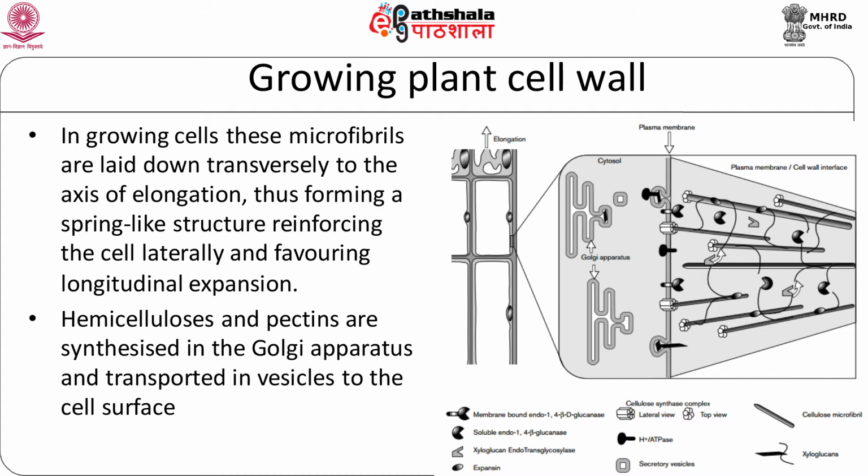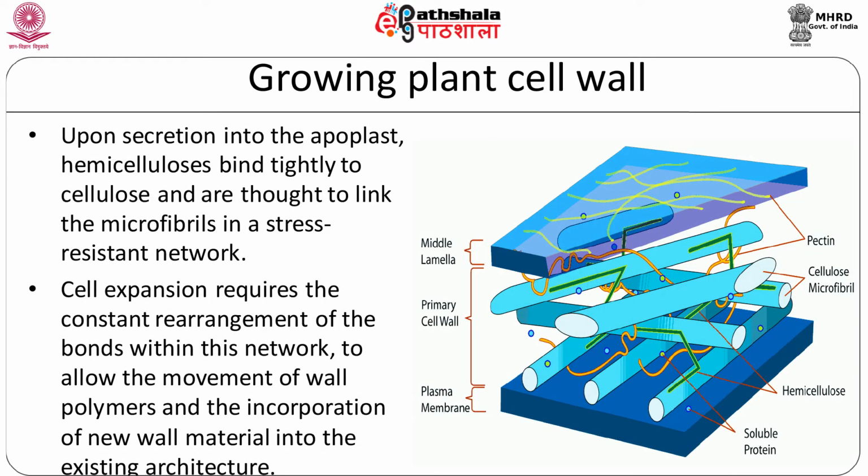Hemicellulose and pectin are synthesized in the Golgi apparatus and transported in vesicles to the cell surface. Upon secretion into the apoplast, hemicellulose binds tightly to the cellulose and is thought to link the microfibrils in a stress-resistant network. Cell expansion requires the constant rearrangement of bonds within this stress-resistant network to allow the movement of wall polymers and the incorporation of new material into the existing architecture.